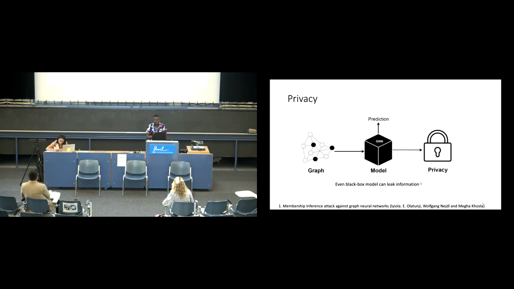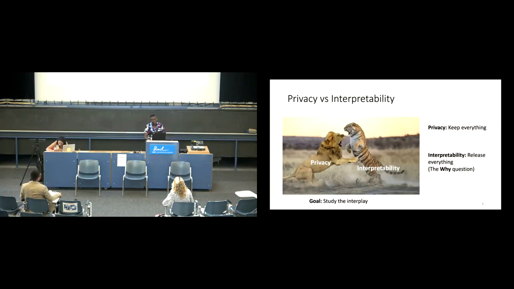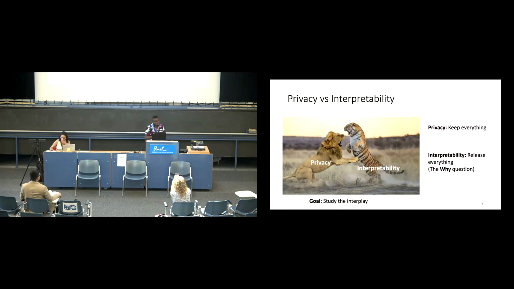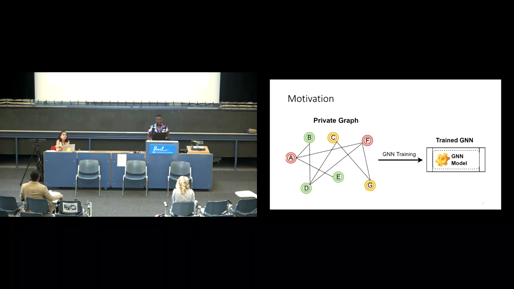It has been shown that even your black box model can leak information, and this is, in fact, the case in the area of graphs and GNN models. So the goal of the study is to look at the interplay between these two conflicting views: privacy and interpretability. One wants to keep everything, and the other one wants to release everything. And that's the goal of this whole paper.